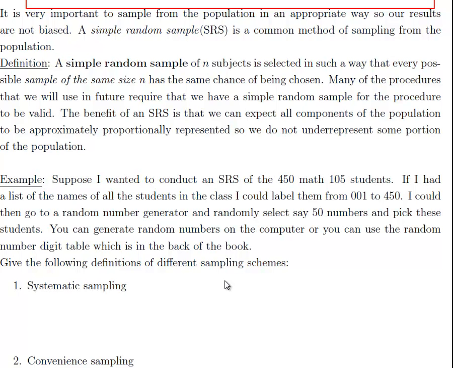But we don't do that anymore. We do everything on the computer. But if we had a list of names from the population, we would use maybe a random number generator to select those names. And that would be a simple random sample.